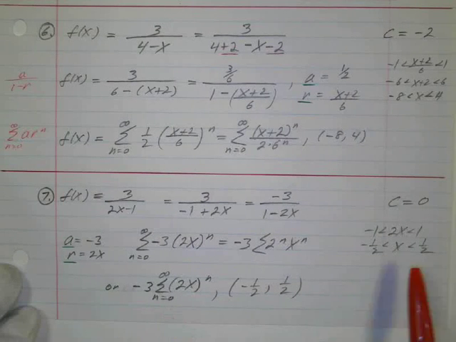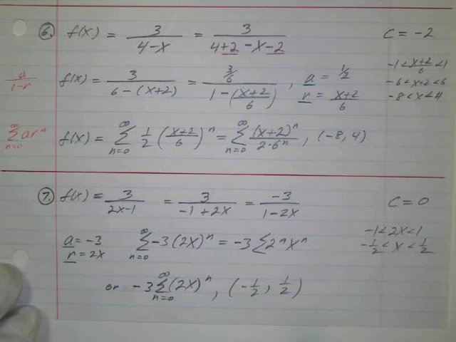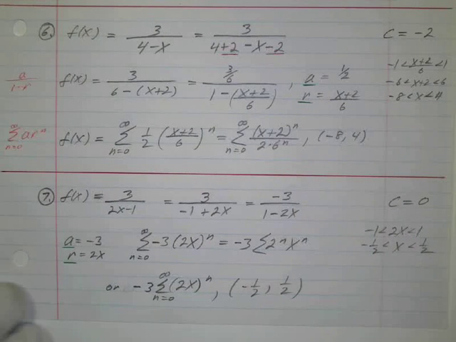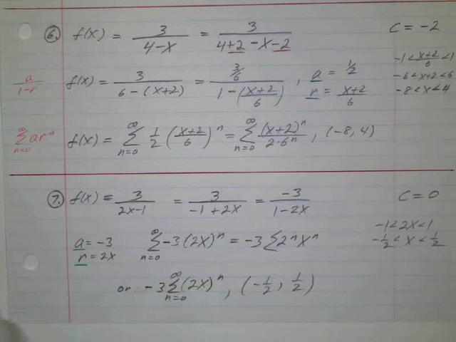And then remember, we would take our r, which is 2x, and we want the absolute value to be less than 1, or 2x will be between negative 1 and 1. Divide everything by 2, and there's your interval of convergence. Okay, so take a look at that. That should make sense. Again, if there are any questions, just ask me in class.